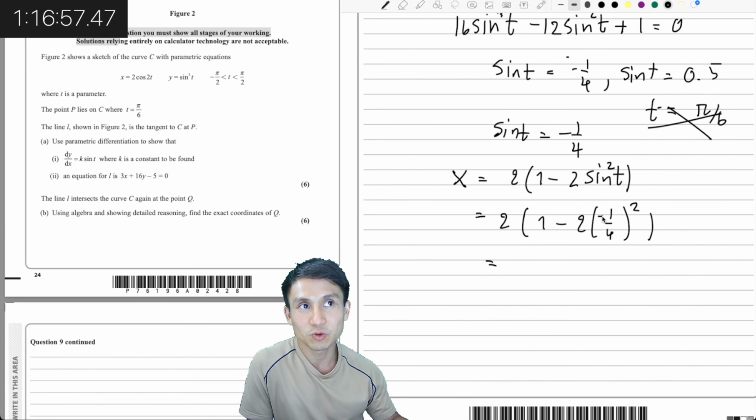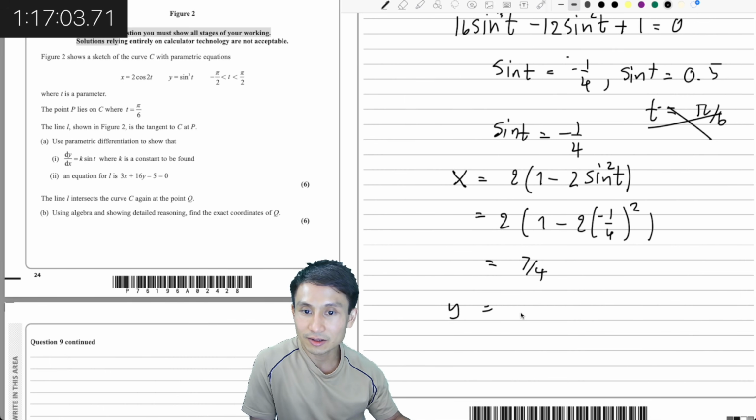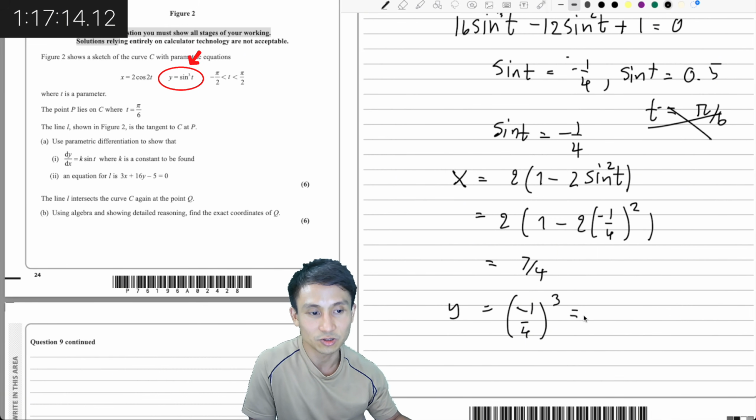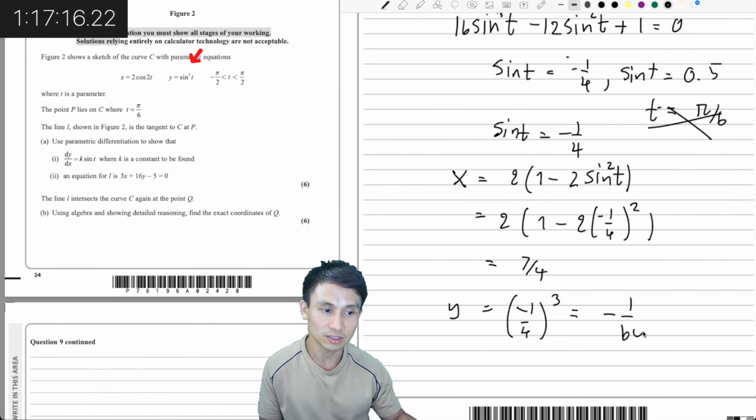1 minus 1 over 8 is 7 over 8. So that's 7 over 4 for x. And then, yeah, I think that's fine, because it doesn't matter. And then sine cubed of, yeah, so this is minus 1 over 4 cubed. So you get minus 1 over 64.